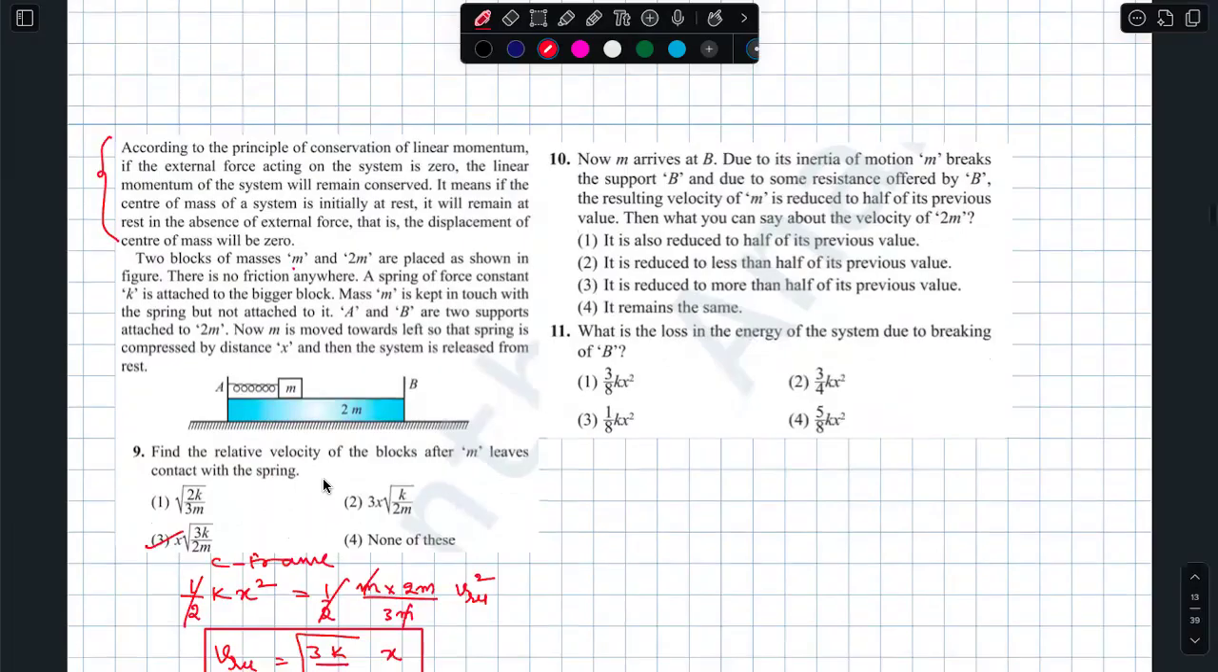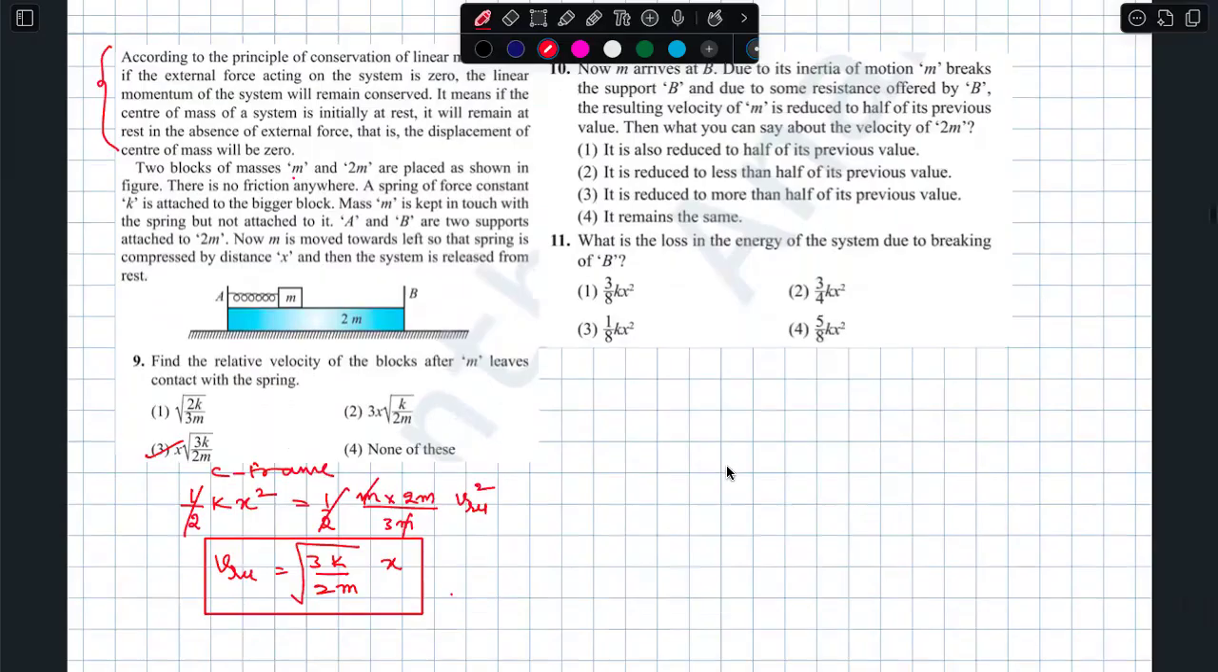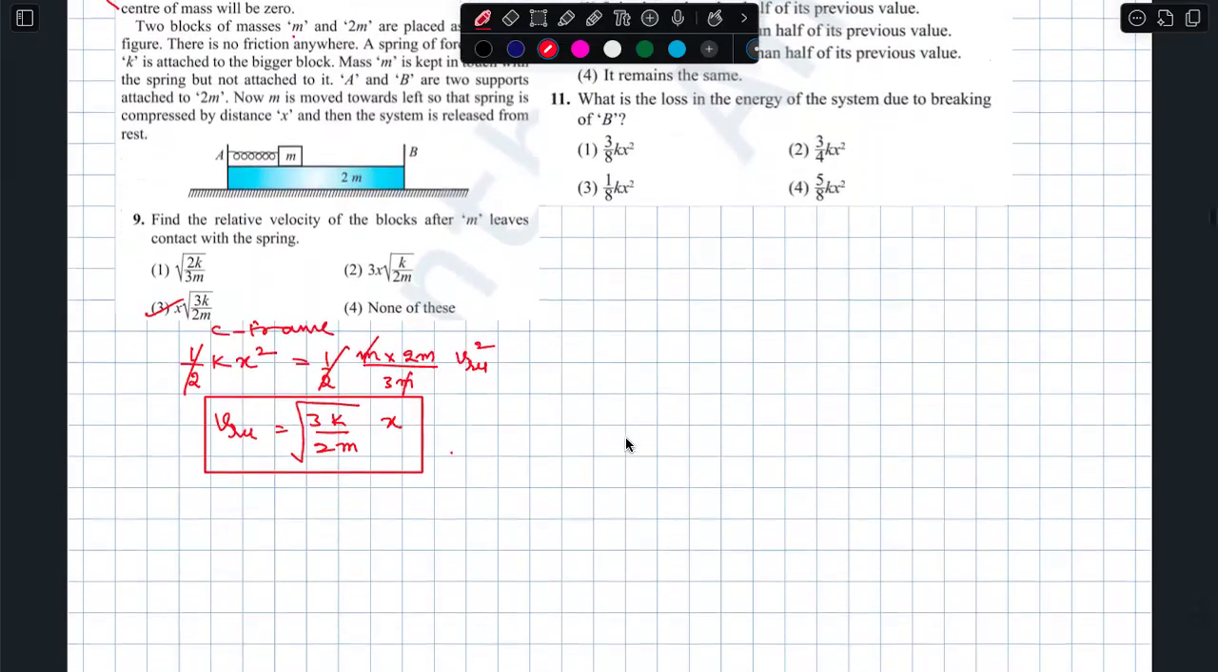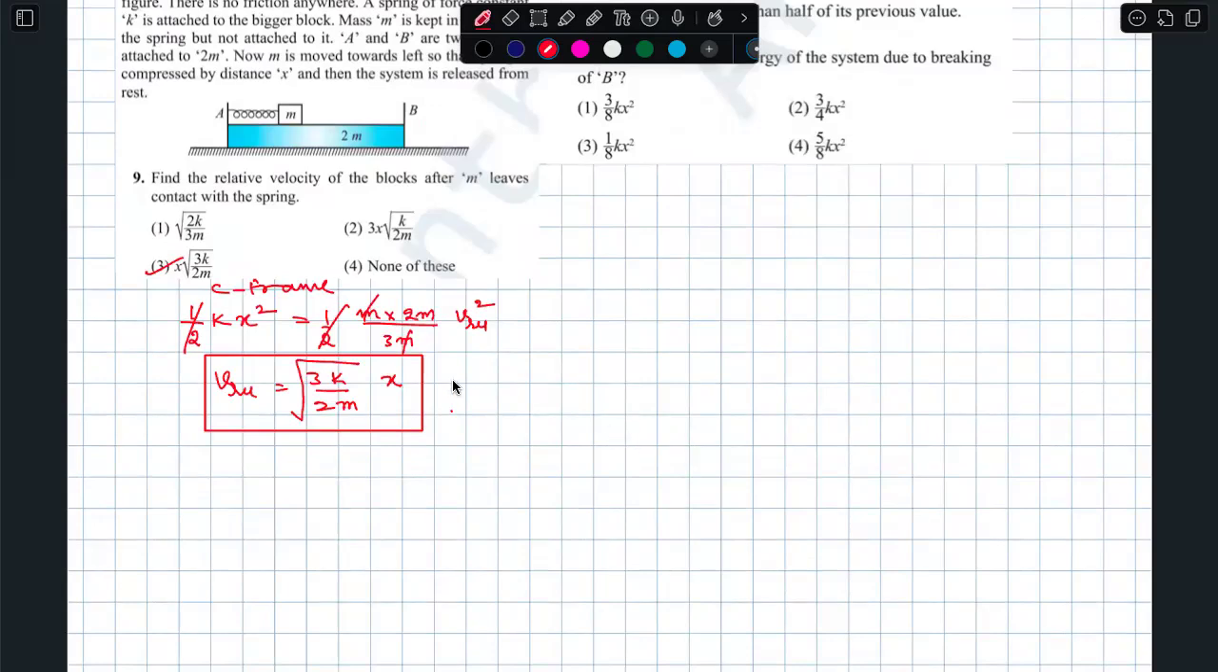Now M arrives at B due to inertia of motion. M breaks the support B, and due to some resistance offered by B, the resulting velocity of M is reduced to half of its previous value. Then what can you say about the velocity of 2M? Please try to understand what is happening now. Remember, relative velocity is this. Let this be some V naught, only for our convenience.